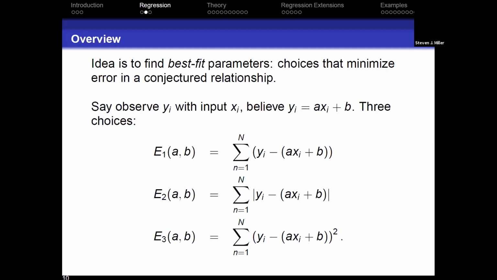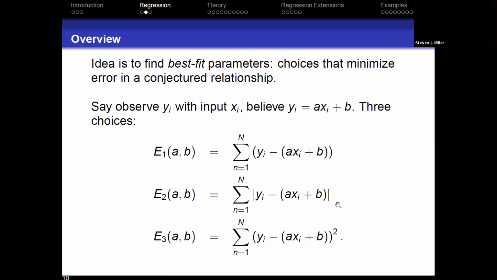Each one of these has a point in its favor. The first is the simplest. We just look at observed minus predicted. The problem with that is a positive error can cancel out a negative error. Imagine you have just 2 points, one at the lower left corner, one at the upper right corner. You might say the best fit line between them is the straight line that connects them with no error. But if I went the straight line in the opposite direction, the positive error here would cancel with the negative error over there. So the first one is right out.